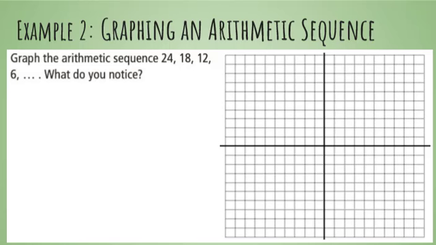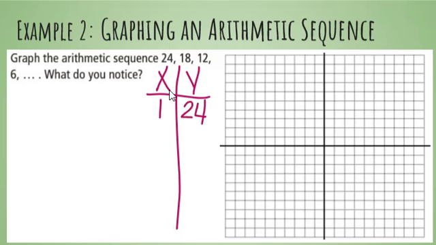Example 2 is graphing an arithmetic sequence. And so it gives us the sequence 24, 18, 12, and 6. So we want to graph these and then see what we notice. So to graph these, we're going to make an XY table. And so your X's are the position, like the term position number. So my first term is a value of 24. So my first point here is (1, 24).